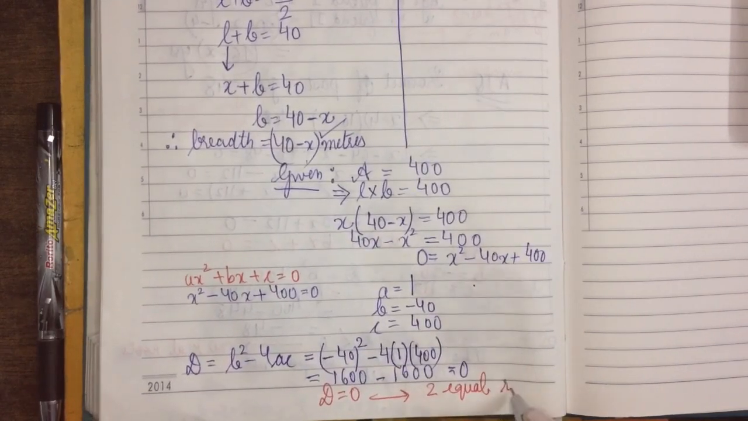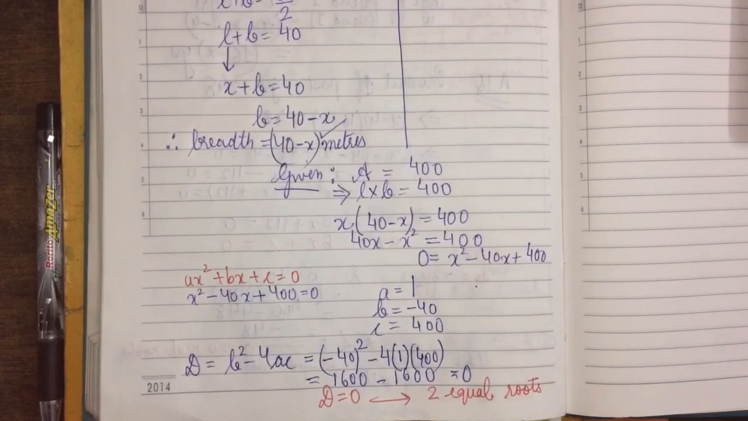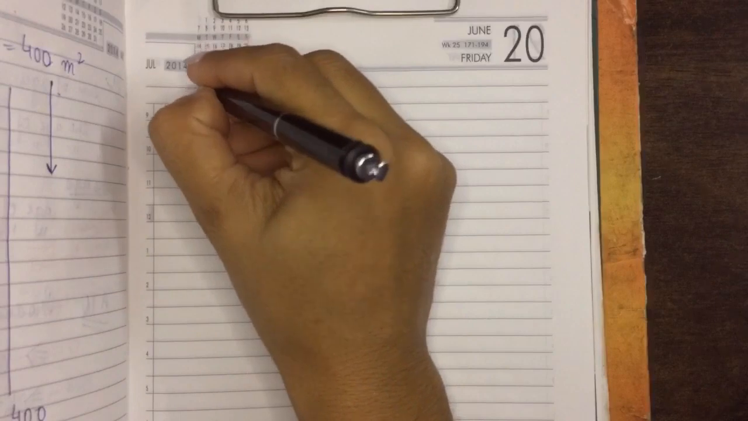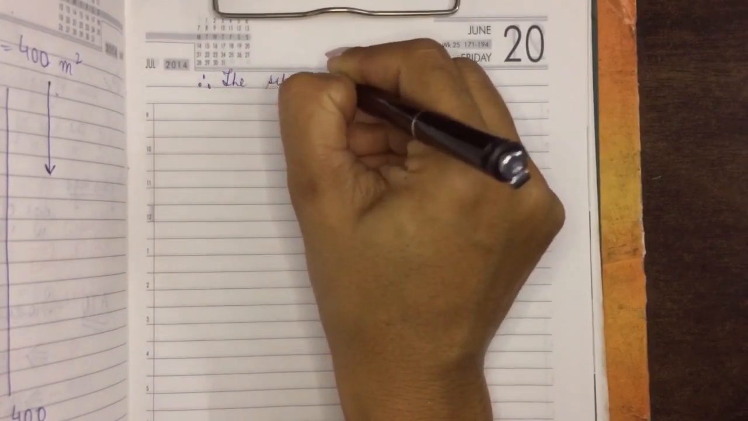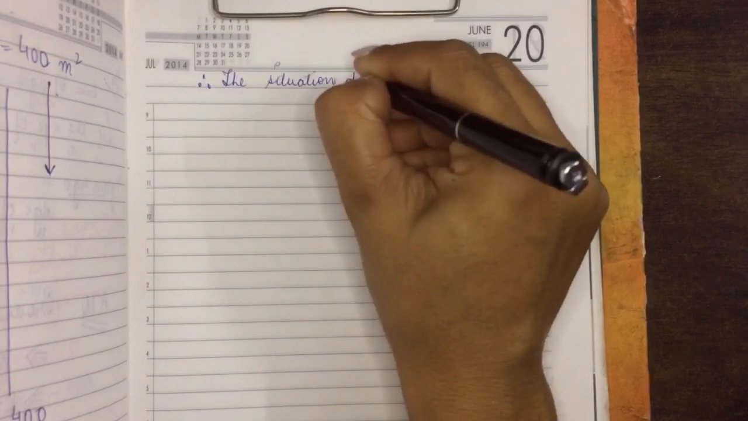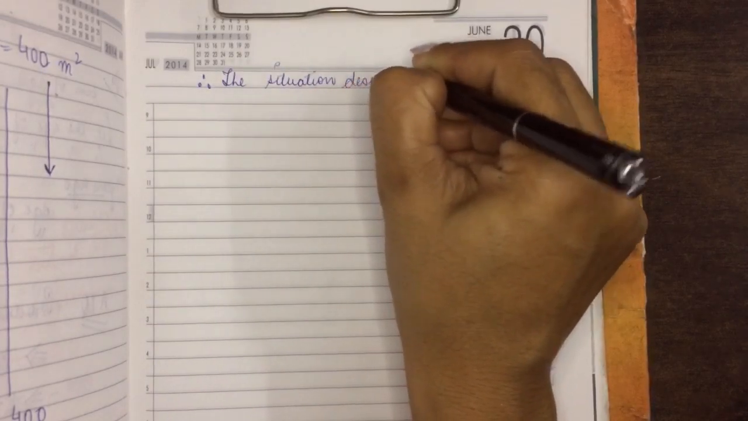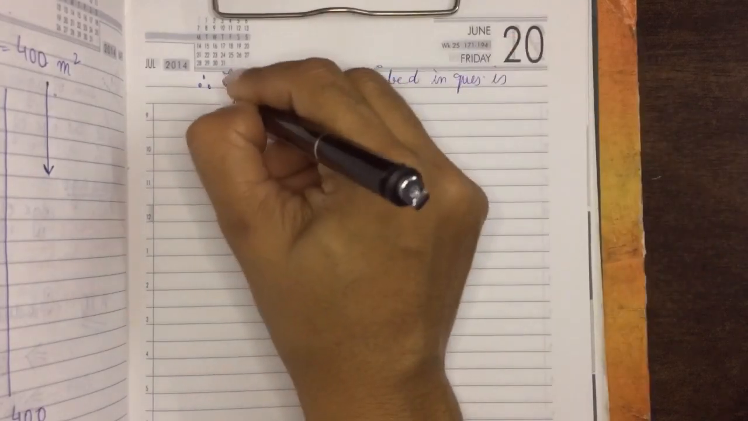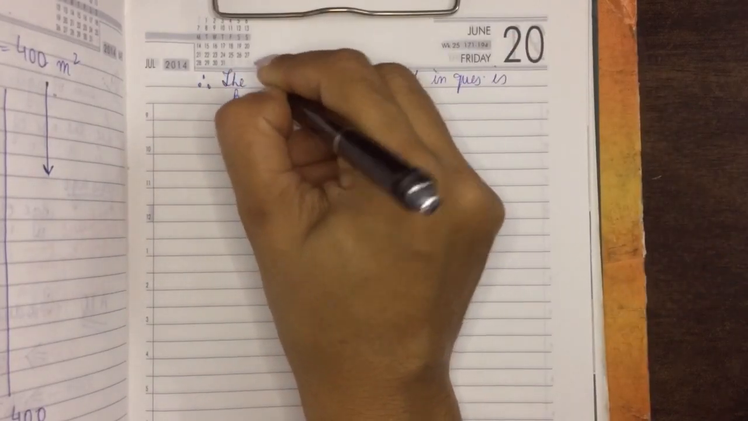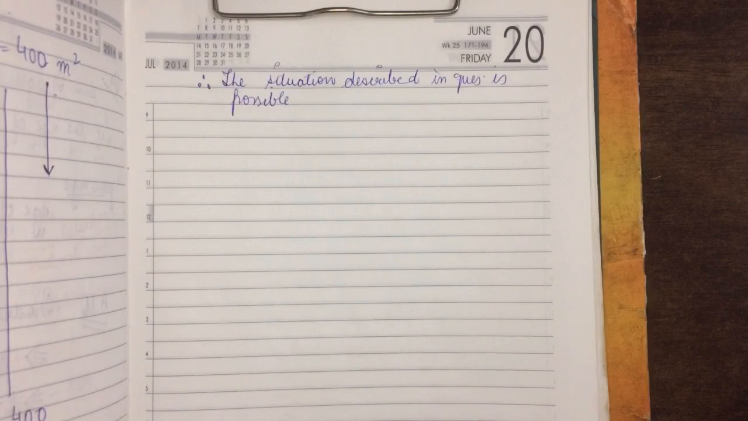The answer exists. That means the situation described is possible. So I'm going to write down that the situation is possible and also find out the answer. So therefore, the situation described in the question is possible. And now I'm going to give the answer.